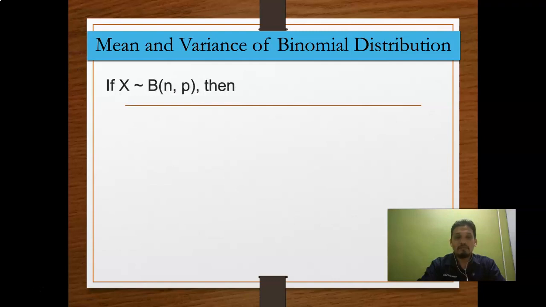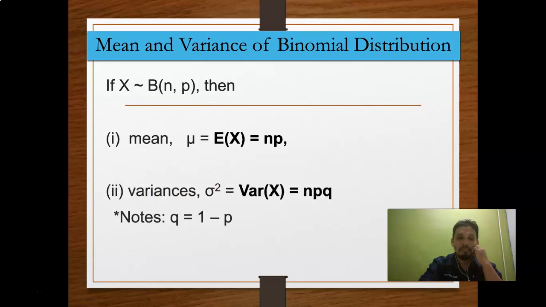Mean and variance of binomial. If X is distributed binomially with n number of trials and p probability of success, then mean is n multiplied with p and variance is equal to n, the number of trials, multiplied with probability of success multiplied with probability of failure. Okay.